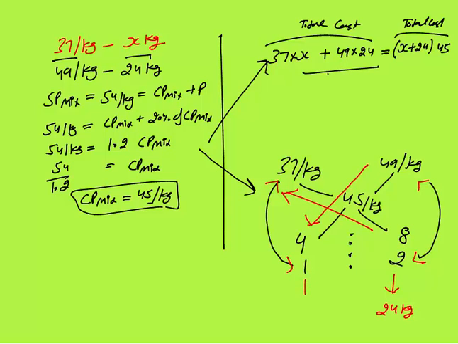Now to maintain the ratio, what should be 1? Can I say this should be 12 kg? 12 kg is to 24 kg. Then only the ratio will be 1:2. So my answer is 12 kg of 37 per kg rice I have mixed.